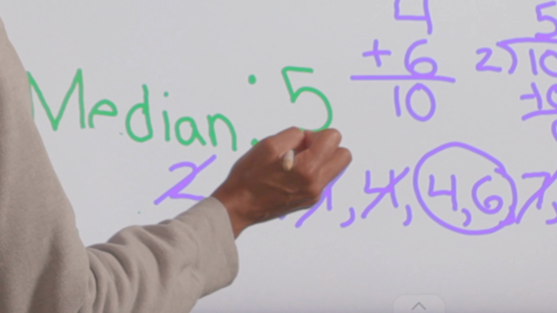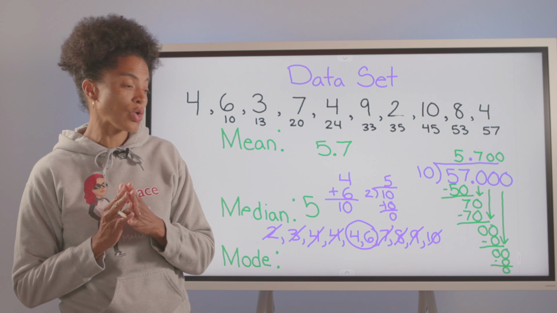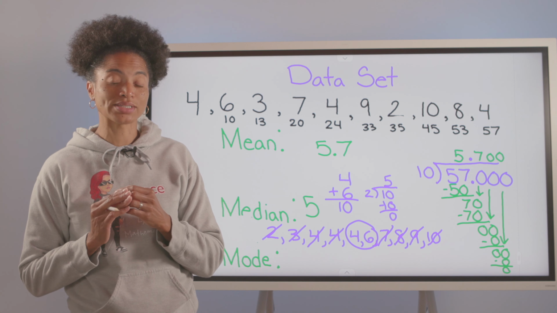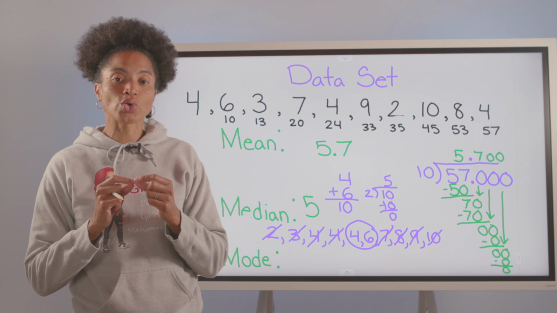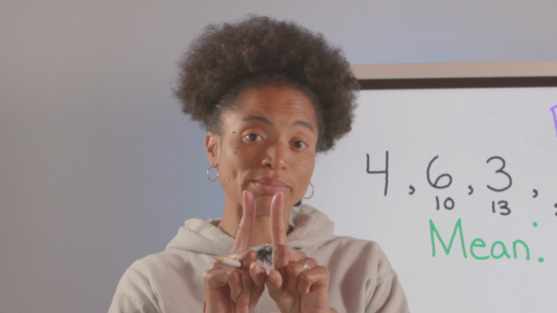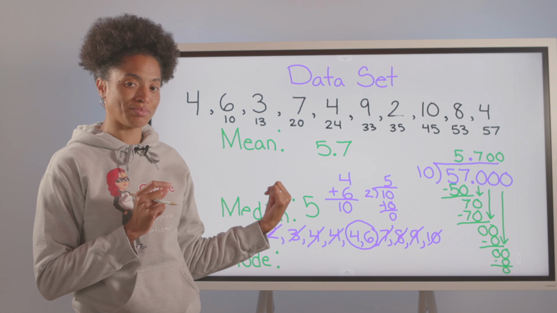Okay? So notice we have an even number of data values. We have a total of 10 data values. That's an even number. If you ever have an even amount of data values, you're going to have to find the 2 numbers that fall in the middle, add them up, and then divide by 2 to get your median.